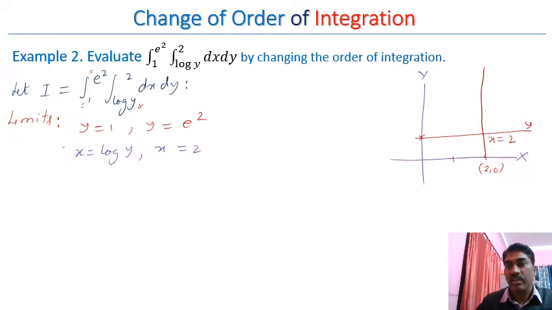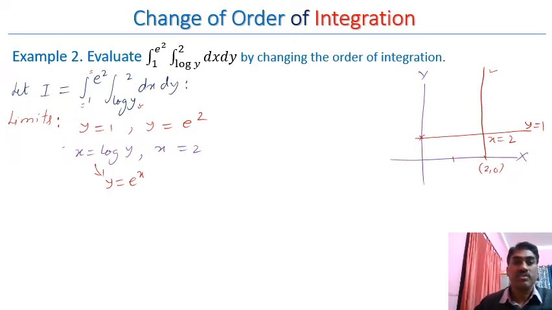This is the line y is equal to 1. Now y is equal to 1, y is equal to e square. So first see this curve. This curve is actually y is equal to e to the power x. So you have to see at which point this y is equal to e to the power x intersects the y axis and this line x is equal to 2.